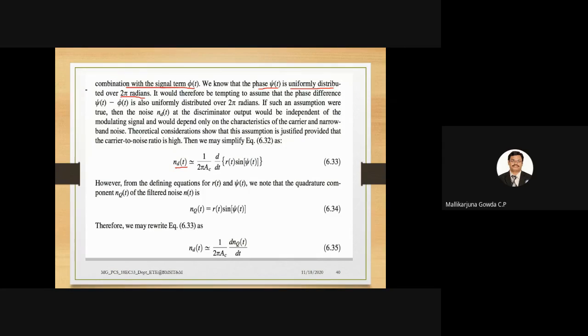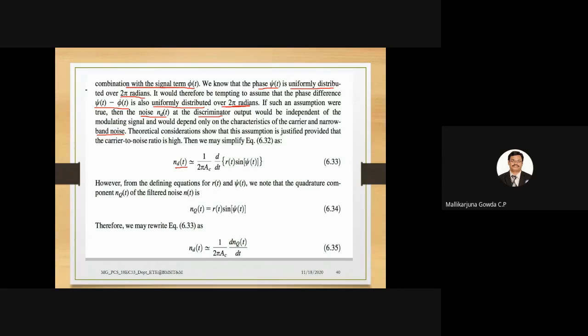We assume that the phase difference, psi(t) minus phi(t), is also uniformly distributed over the interval 2 pi radians. With that assumption, we can think that the noise at the discriminator output will be independent of the modulating signal. It depends only on the characteristics of the carrier as well as the narrowband noise. I think this is an important point. What we would like to note is the phase difference psi(t) minus phi(t) is also uniformly distributed over the interval 2 pi radians.